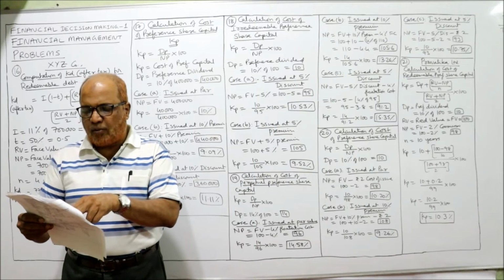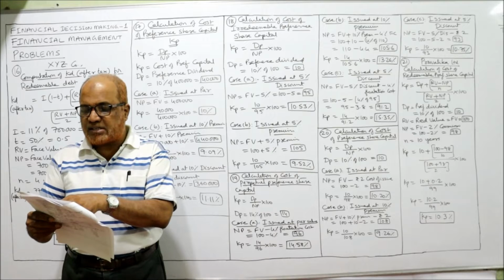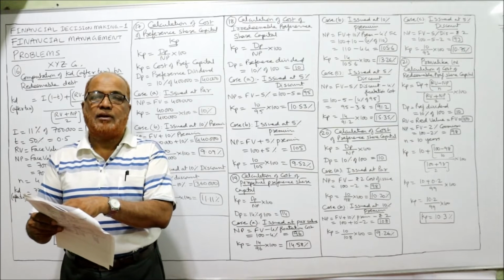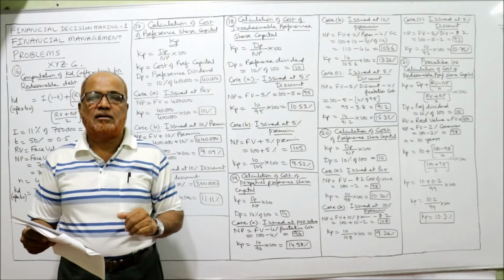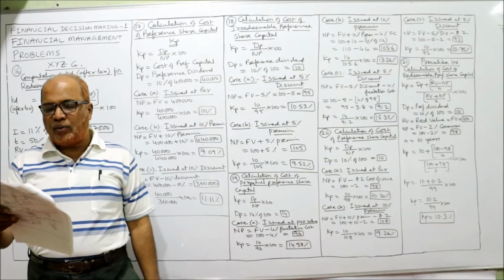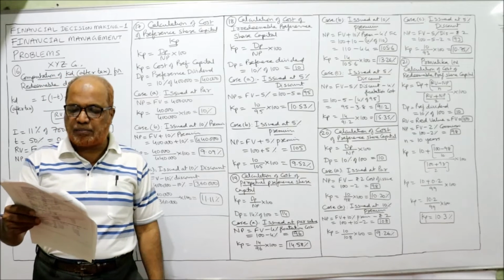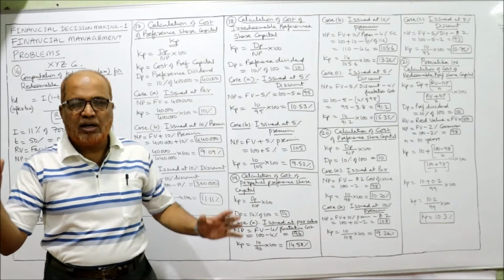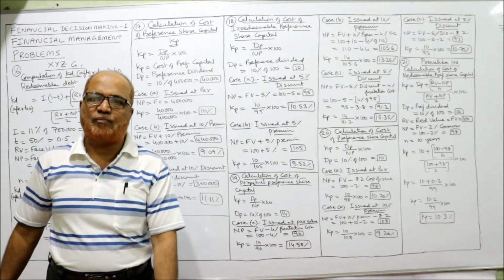Now with face value of rupees 100 each, flotation costs are estimated at 4% on issue price. So there is flotation cost and flotation cost will be deducted from face value to get NP. And compute the cost of preference shares if they are issued at par value, 10% premium, 5% discount. In three situations, we have to find out what is the KP, cost of preference.